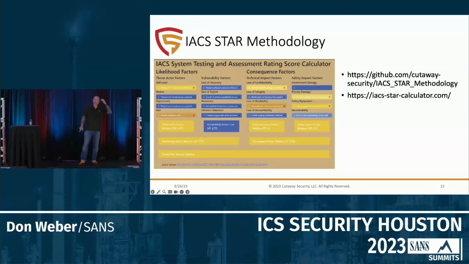Tim actually helped me with this. I was calling this the risk assessment calculator, like OWASP did, and Tim was like, no, it's not. As soon as he said that, I realized that I'm not doing risk assessments. I'm doing vulnerability assessments. So we came up with STAR, System Testing and Assessment Rating Score Calculator. So ICS STAR, because this is doing a vulnerability assessment.